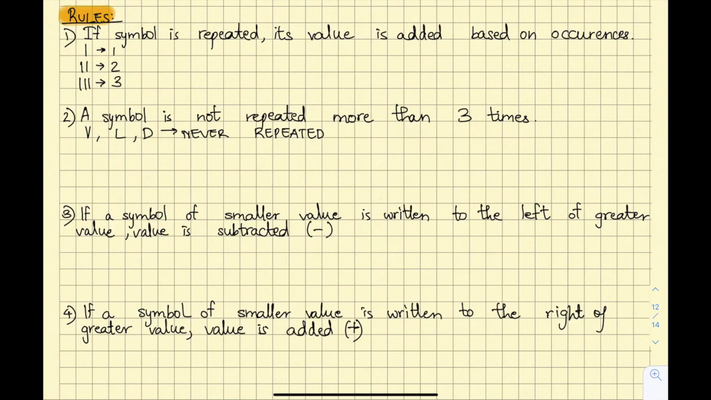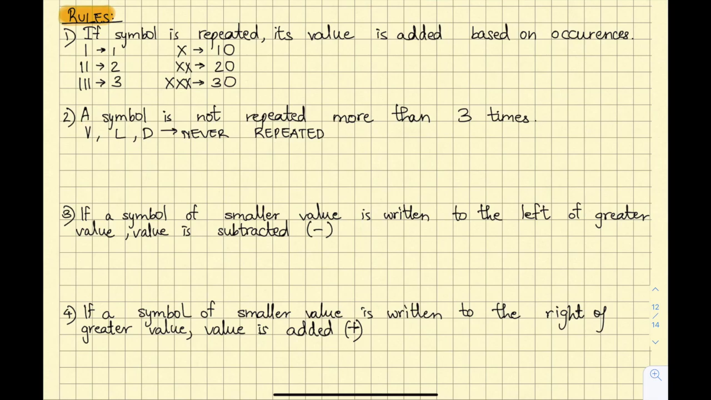Now we proceed further. For example, X stands for 10. If you write it 2 times, it stands for 20. You write it 3 times, it stands for 30. But you cannot write it 4 times because rule number 2 says a symbol is not repeated more than 3 times.